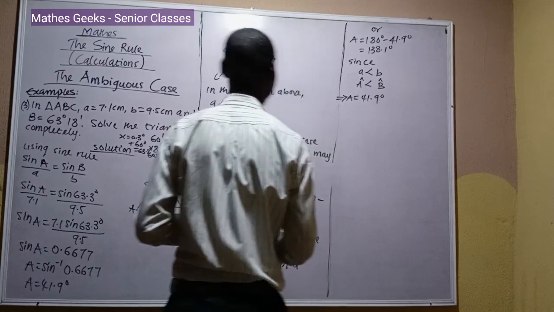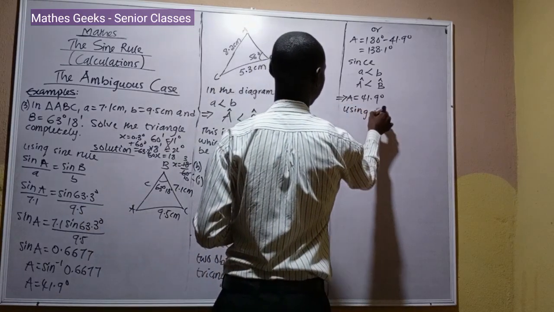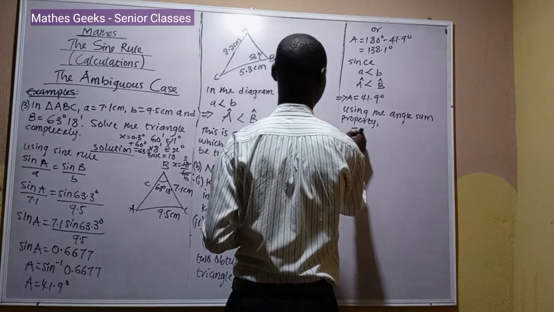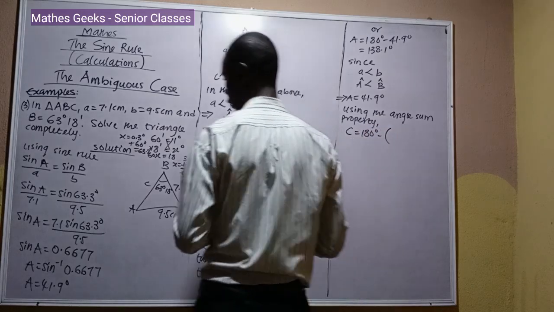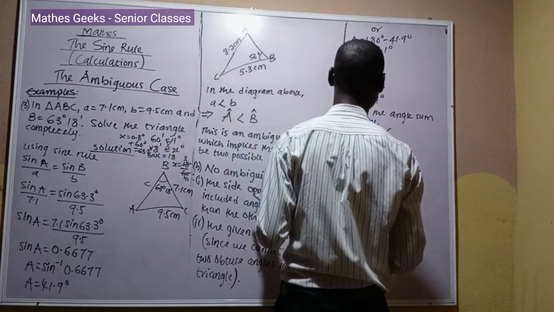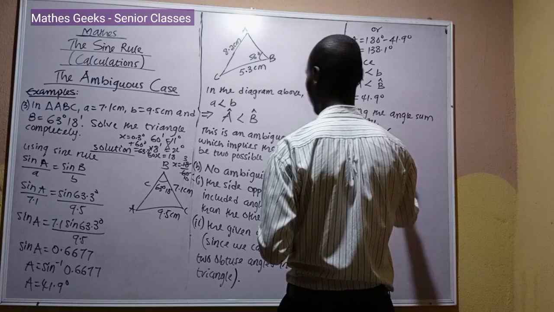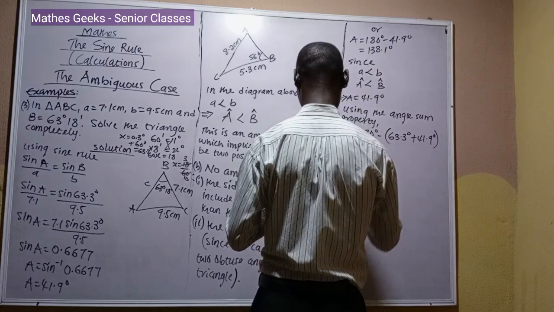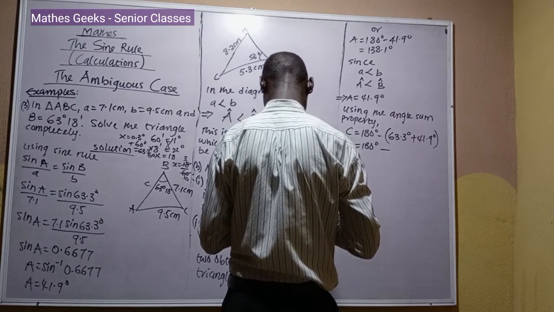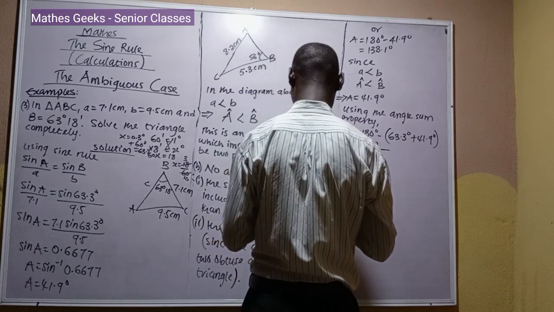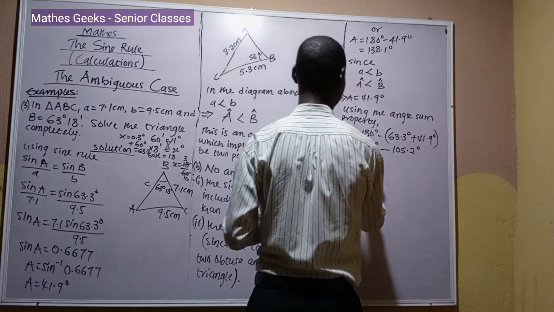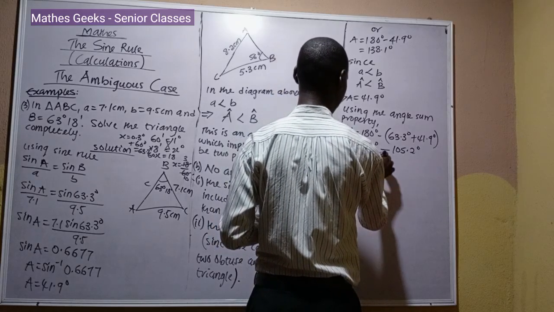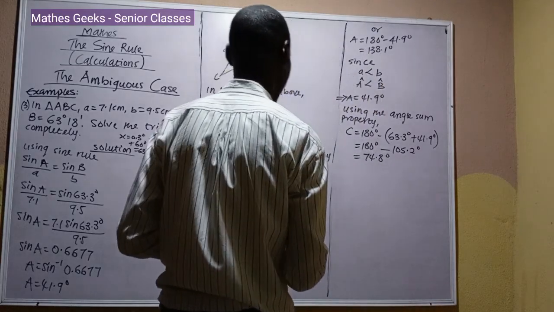So if A is equal to 41.9 degrees, using the angle sum property, we can get C. Angle C is equal to 180 degrees minus 63.3 degrees plus 41.9 degrees, which is 180 degrees minus 105.2 degrees. So C is equal to 74.8 degrees.